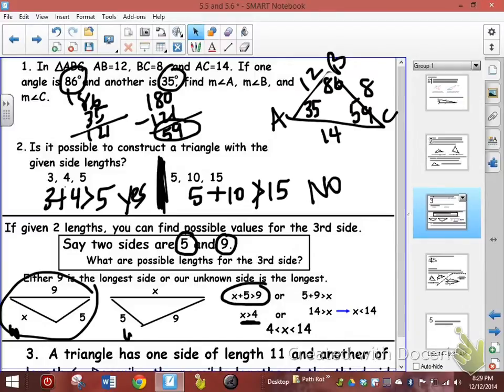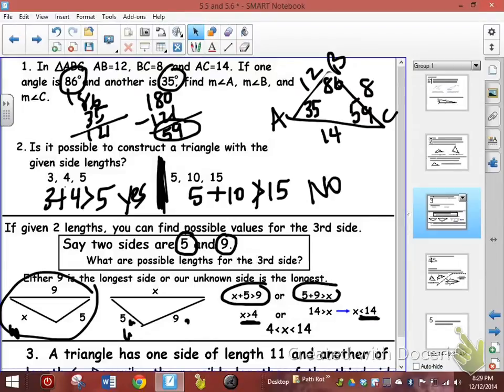Now if you look at the second triangle, I've drawn it to where it shows our missing side as the longest side. So what has to be true there is that when you add the two smaller sides, the 5 and the 9, it's got to be greater than X. So that's what I wrote right there. And if you just add the 5 and 9 together, you get 14. So 14 is greater than X. Or you could switch it around and say that x has to be less than 14.